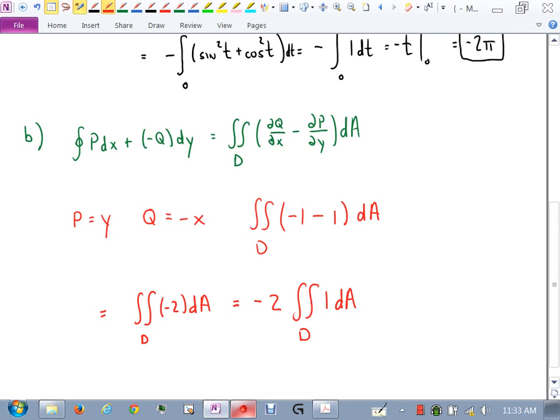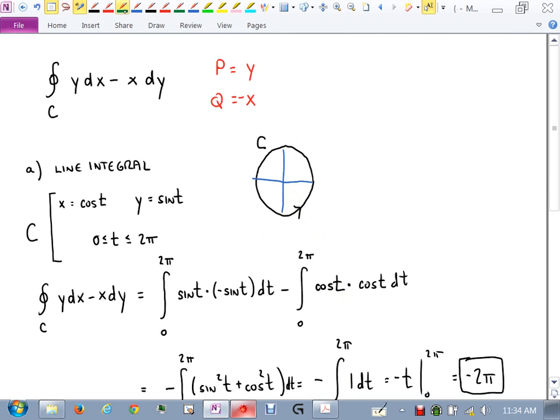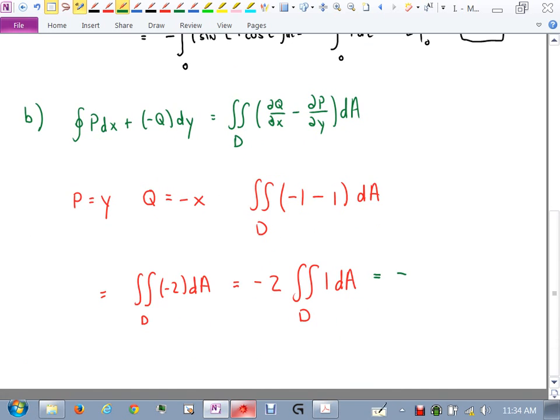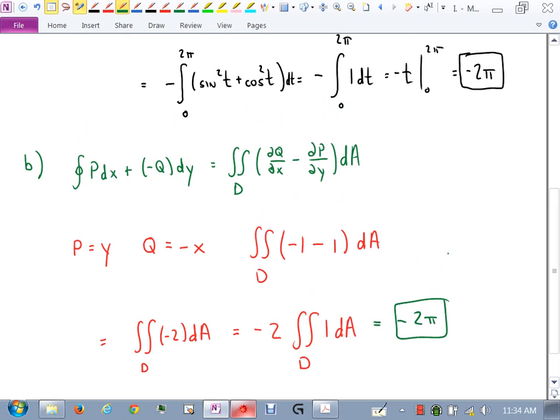What is the double integral of 1? The area of D, isn't it? When you double integrate 1, it was that special case where really this just represented the area of D. Do you know the area of D? What's your region D? It's all this in here. That's the unit circle. What's the area of the unit circle? Well, pi r squared, so it's just pi without any computation at all, right? So this is just negative 2 pi, which matches up with the other one, doesn't it?